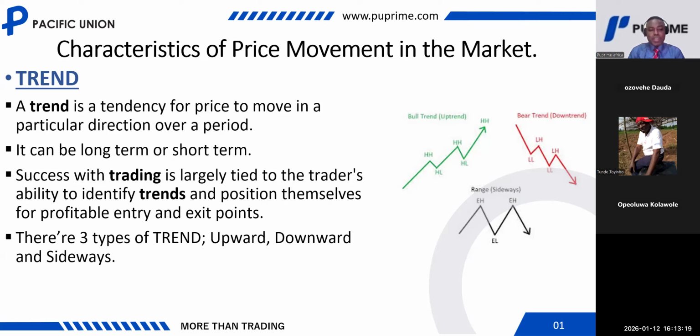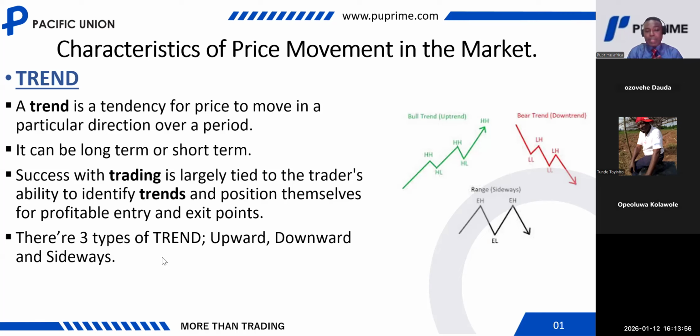Now, we see that success with trading is largely tied to the trader's ability to identify trends and position themselves for profitable entry and exit points. So basically, as traders, our core responsibility is to identify where the trend is going, whether the market is going bullish so that we can buy or bearish so that we can sell. Now, we don't decide on the direction of the market to trade by ourselves. We only identify where the market is going and we follow the market to wherever price is taking the market.